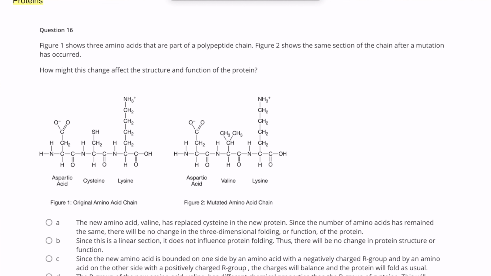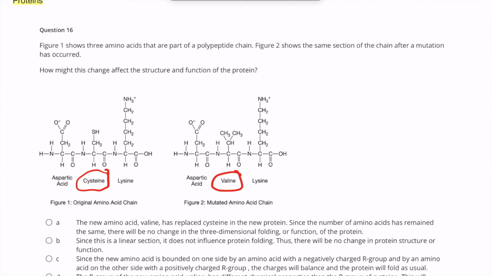3 amino acids that are part of a polypeptide chain. Figure 2, on the other hand, which is this right here, shows the same section of the chain after a mutation. If you read it, this one has aspartic acid, cysteine, lysine in 1. 2 has aspartic acid, valine, and lysine. So valine is the second amino acid, is where something happened. So from cysteine, it somehow became valine. So there's a problem right there.